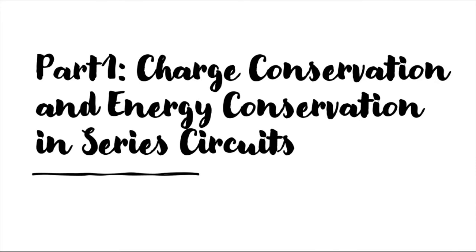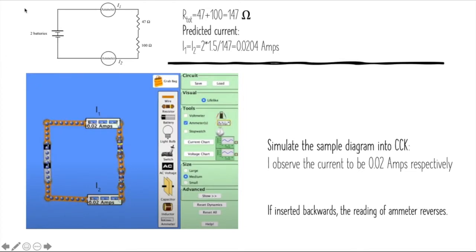The first part is charge conservation and energy conservation in series circuits. For this diagram, we can see that R total equals 47 plus 100, that is 147 ohms. So the predicted current of both I1 and I2 is 2 times 1.5 divided by 147, that is 0.0204 amps. By simulating the sample diagram in CCK, I observed the current to be 0.02 amps respectively, and when inserted backwards, the reading of the ammeter reverses.